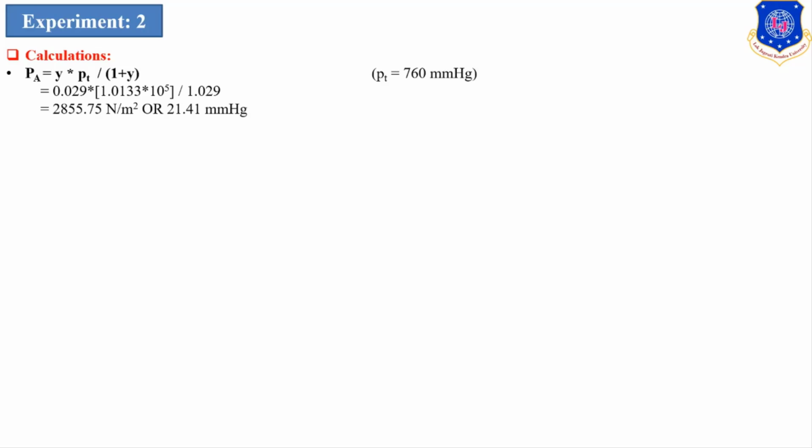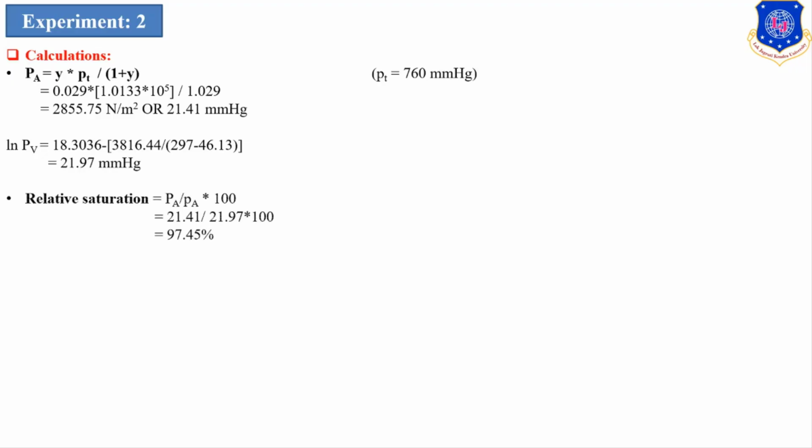Okay, and then divide by 1 plus Y, and so it will be 2855.75 Newton per meter square, or 21.41 mmHg. Then LNPV, so from the Antoine equation we can find out the vapor pressure, that is 21.97 mmHg. Then the relative saturation, that is PA upon PAV into 100, and so it will be 97.45%. Then the percentage saturation, that is Y dash upon Y multiplied by 100, and so it will be 62%.